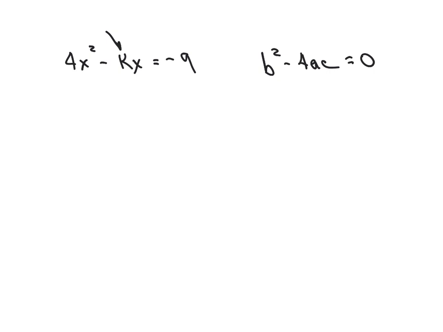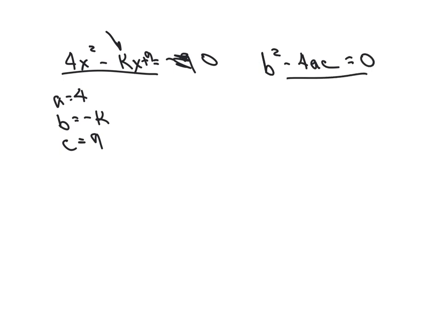One rational solution in the column in the middle of page 598 means that our discriminant has to be 0. So a is 4, b is negative k, and c is 9. Because we're going to add 9 to both sides and get plus 9 over here, and then this will turn into a 0. So we have to have it in this format first, and I apologize I didn't do that right away.